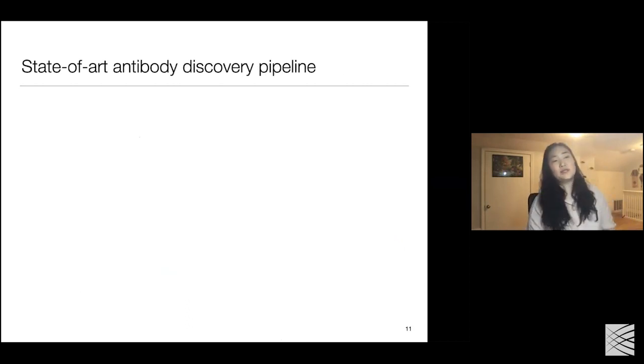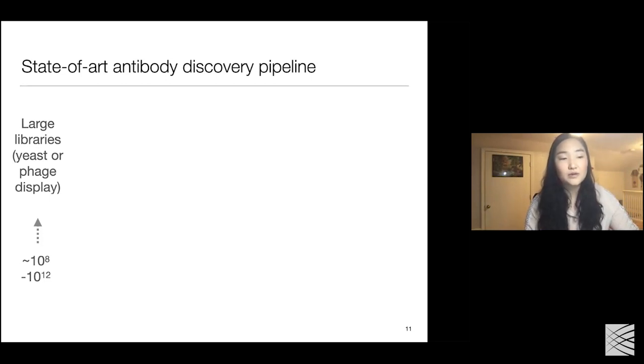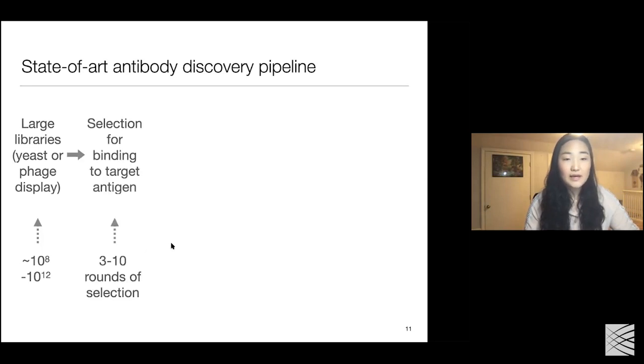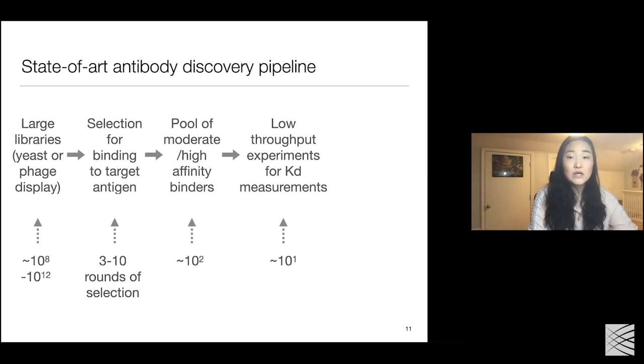But I want to take a moment to describe the pipeline that is now commonly used across industry and academia alike. You begin with these large libraries on yeast or phage display systems, with sizes on the order of 10 to the 8th to 10 to the 12th. Then you do multiple rounds of selection, 3 to 10 rounds, for binding to a target antigen, after which you have a pool of moderate to high affinity binders on the order of hundreds to maybe thousands. Then you sample some of those for low throughput experiments, for KD measurements, for biochemical characterizations, etc.